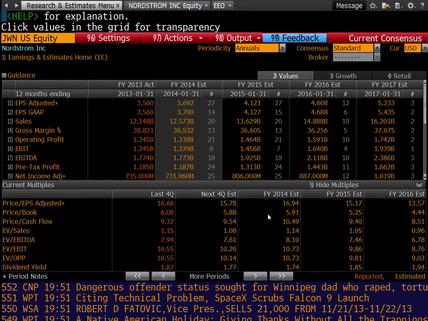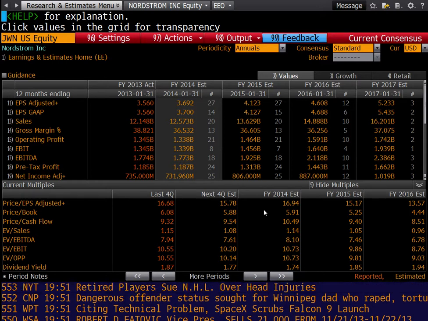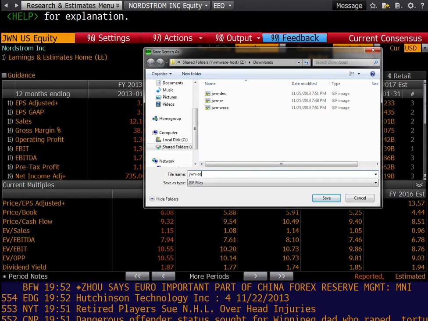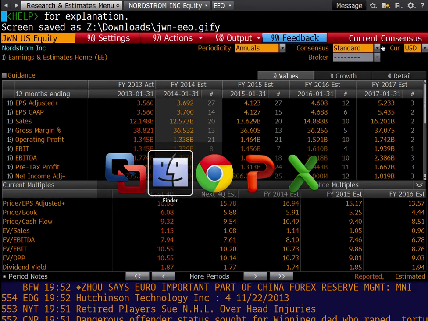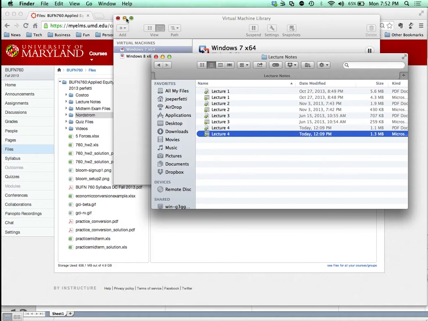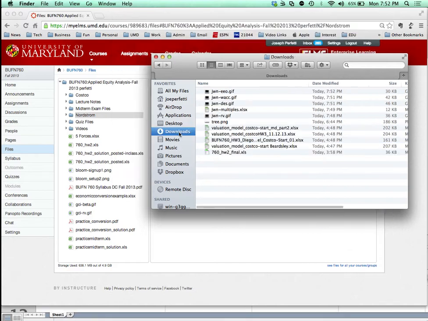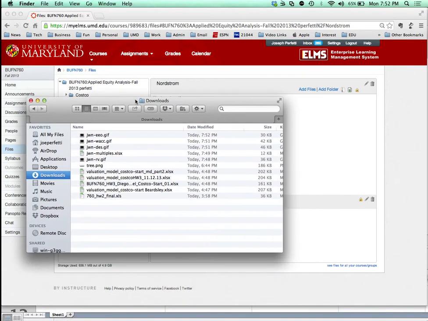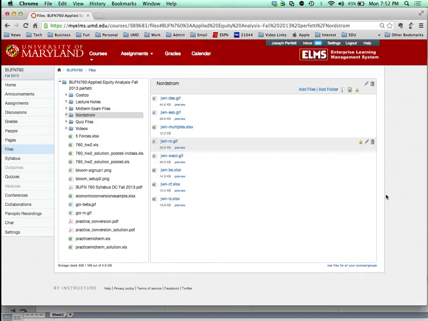So that's the advantage, by the way, of using the RV screen: I can actually look at multiples across multiple companies as opposed to going screen by screen for each company. But again, I will output this JWN-EEO. And then what I'm going to do is take these screen captures and put those in the Nordstrom folder as well. So there's the EEO, there's the WACC, and there's the description. And I think I'd already put in the RV and the multiples spreadsheet. So what we're going to do now is we're going to take a break.